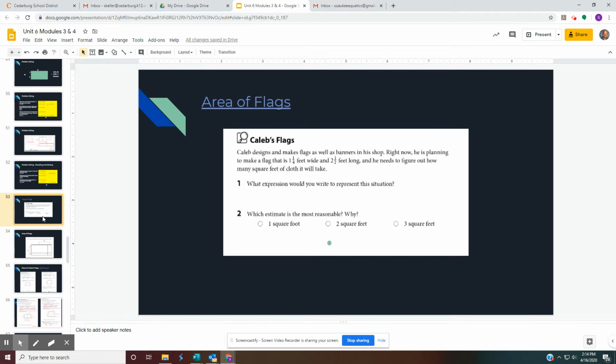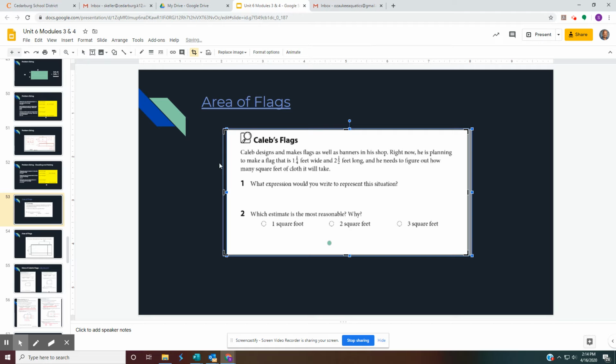So he's planning to make a flag that is 1 1/4 feet by 2.5 feet long. How are we going to figure out how many square feet it is going to take to make the cloth, or how much cloth it is going to take? I'm going to need to put a text box in here.